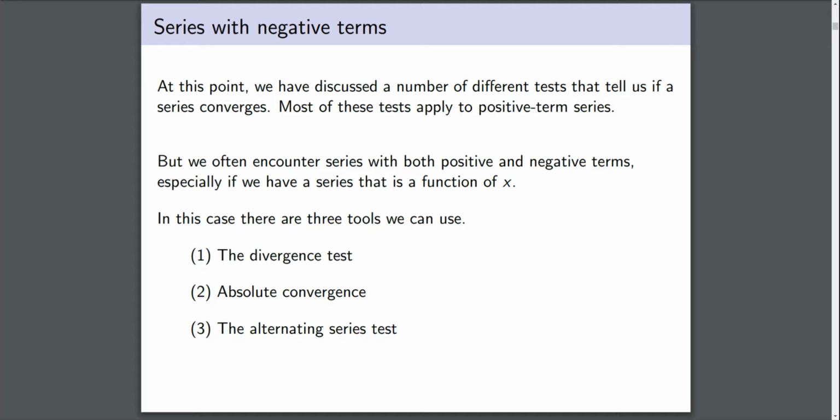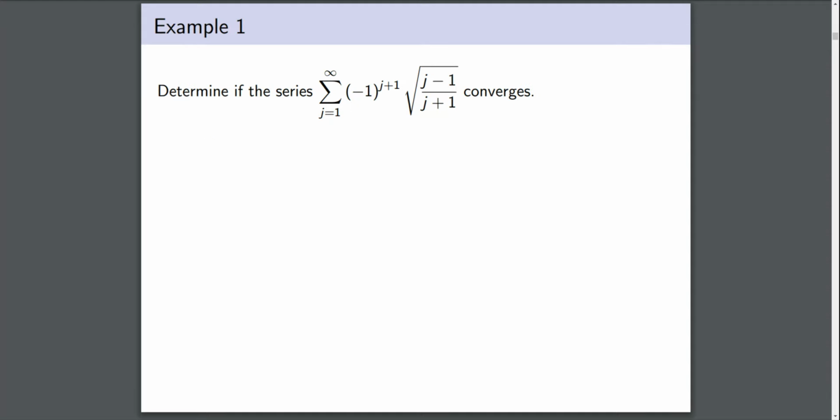So when we encounter one of these series that has negative numbers, there's three things that we can use. So it's the divergence test, absolute convergence, and the alternating series test. I want to take a look at how we apply these three steps on a couple examples. And when we do this, it's going to be easiest if we go through the steps in order. And you'll see why that is in just a minute.